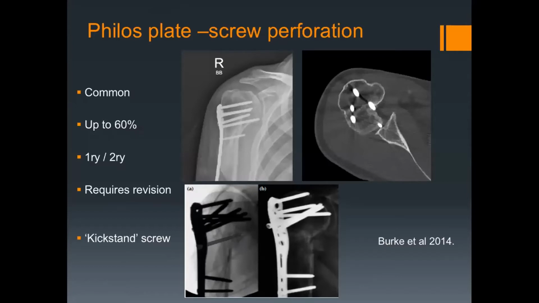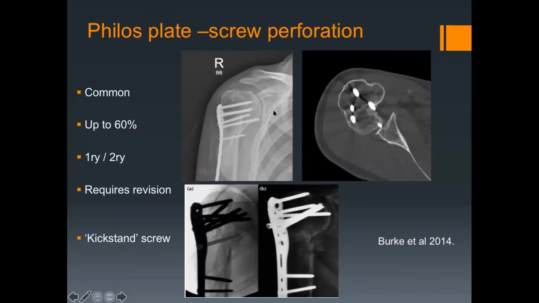So the most common complication really is screw perforation or screw cutout. And it's reported in up to 60% of these fixations. And this can be either primary or secondary. So the screw perforation is really where the screws erode through the cortex. And this is particularly a problem when they go into the glenohumeral articulation.